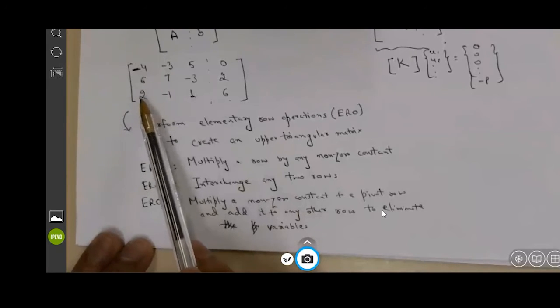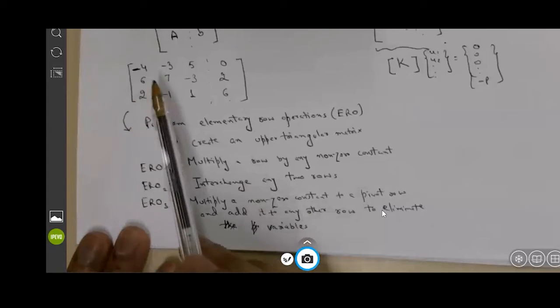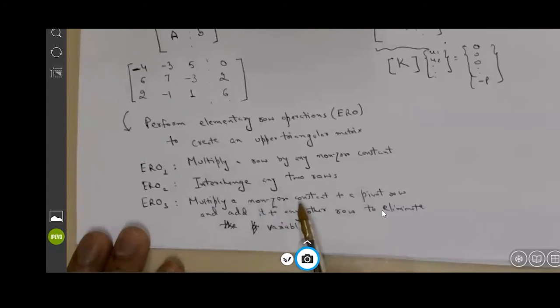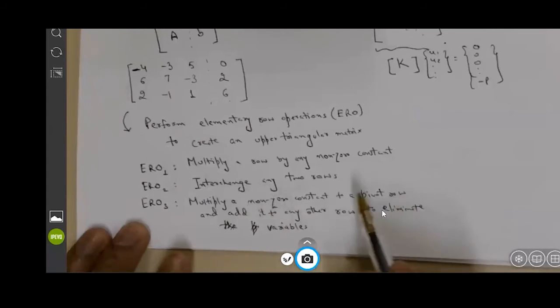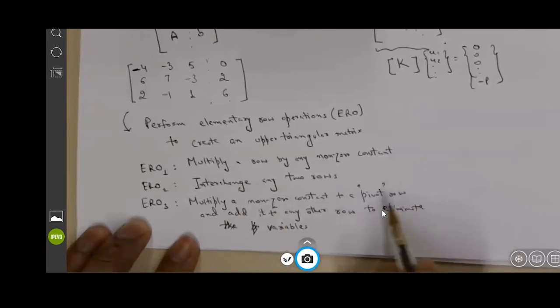Are you getting what I'm saying here, guys? Yeah, I follow. Is there anybody who is not following it? Please ask. I will be more than happy to explain again. Can you please repeat the third step? The third step says that you can multiply a non-zero constant. Actually, it is not to a pivot row. I'm adding this word because that's what we will be learning now. In general, the pivot is not there. You can multiply a non-zero constant to any row.